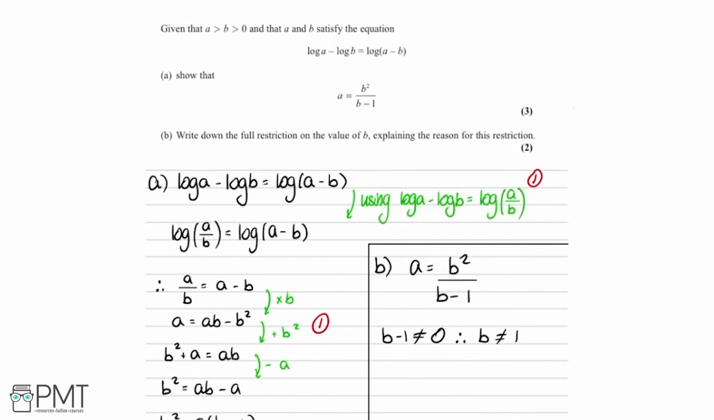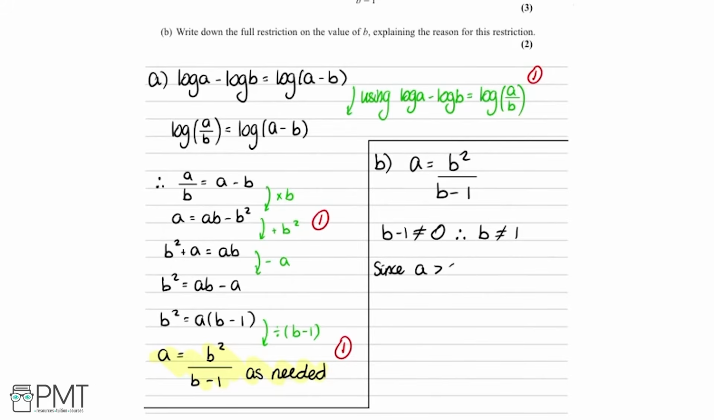It also says up here in the question that A is bigger than B, which is bigger than 0. So actually we could use that because we know what A is. A is defined as this. So since A is bigger than 0, we know that B squared over B minus 1 must be bigger than 0. So the thing to notice with this is that we've actually got B squared on the numerator. And if you're squaring something, it's always going to be positive. So we know the numerator will always be positive. And since this whole fraction needs to be bigger than 0, we know therefore B minus 1 must be positive.